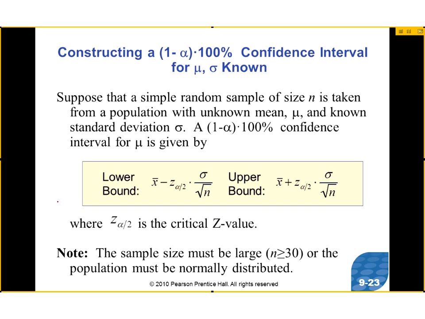The lower bound is the point estimate of the population mean minus the critical value of z times sigma over the square root of n, and the upper bound is the point estimate of the population mean plus the critical value of z, or z of alpha over 2, which we calculated earlier in the semester, times sigma over square root of n. Now, in order to use a z, the sample size really needs to be larger than 30, or it has to indicate that the population was normally distributed.